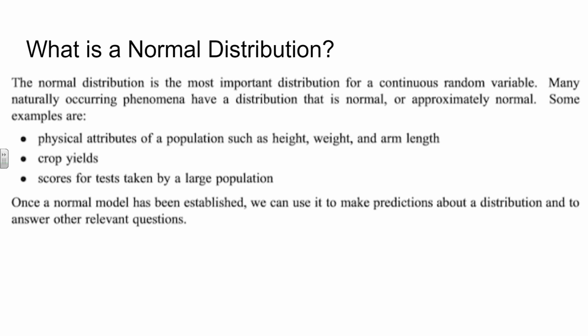So what is a normal distribution? The normal distribution is something that comes up quite often in the natural world. So physical attributes of a population, such as height, weight, and arm length. So height, for instance, let's just take, for argument, adult males. If I were to tell you the adult male average height is 5'10", you probably wouldn't be surprised by that.